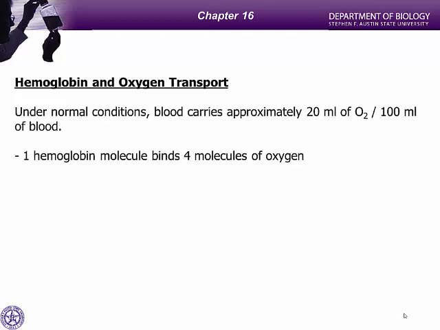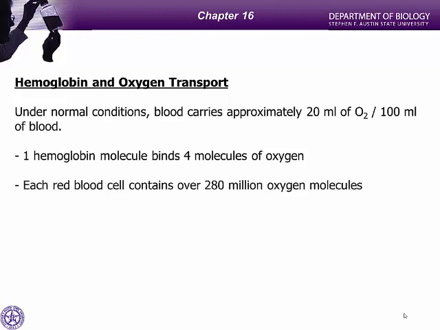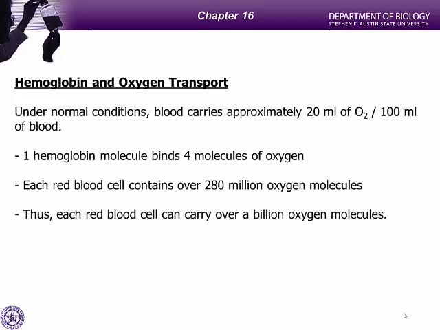Now recall, one hemoglobin molecule consists of 4 chains, 2 alphas and 2 beta chains. Each one of those chains has a heme group that with its iron can bind a molecule of oxygen. Each red blood cell has over 280 million molecules of hemoglobin. So each single red blood cell can carry over 1 billion oxygen molecules.